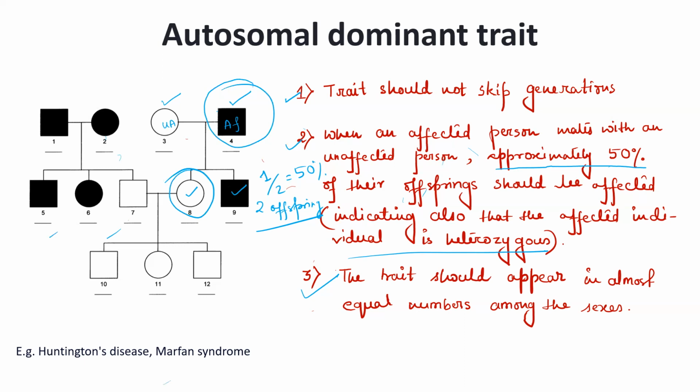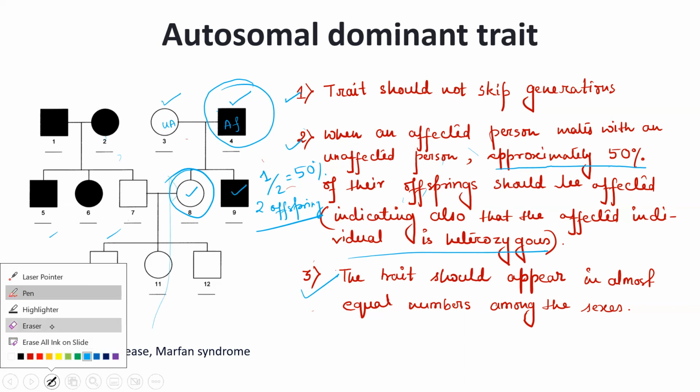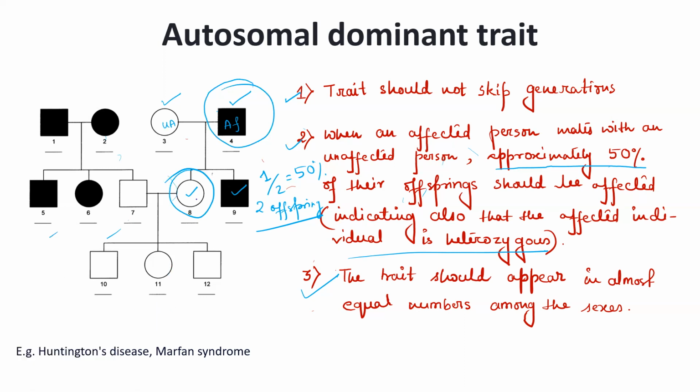And you see, when this unaffected female marries an unaffected male, none of their children gets affected. Here you see both parents are affected, father as well as mother. Majority of their offsprings are affected here. One is unaffected.